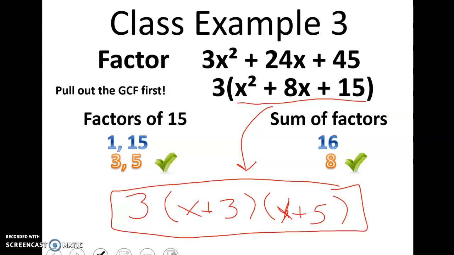See how we're combining what we've done the last probably 2 weeks now. So always look for a GCF to make your trinomial smaller. Always do that from now on.